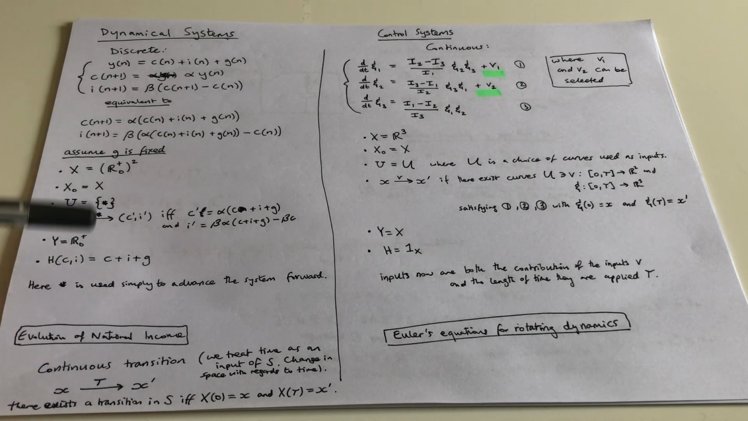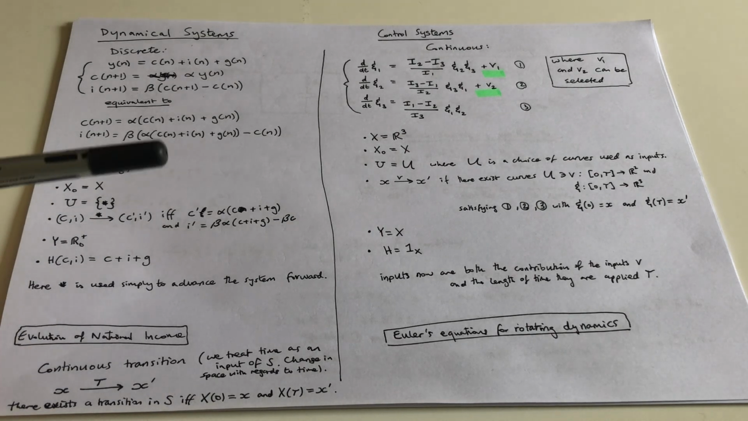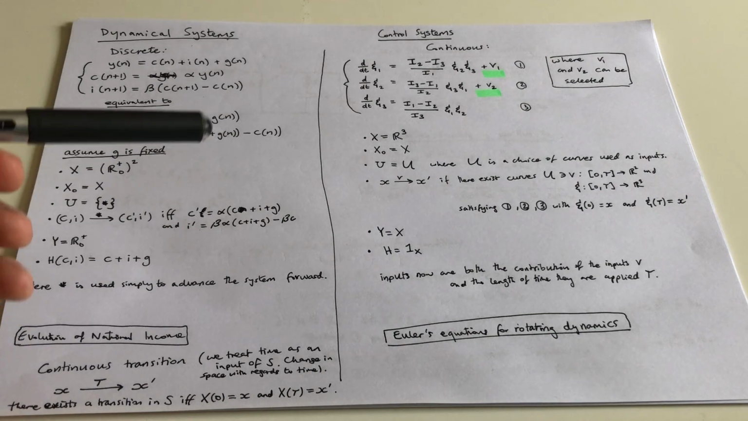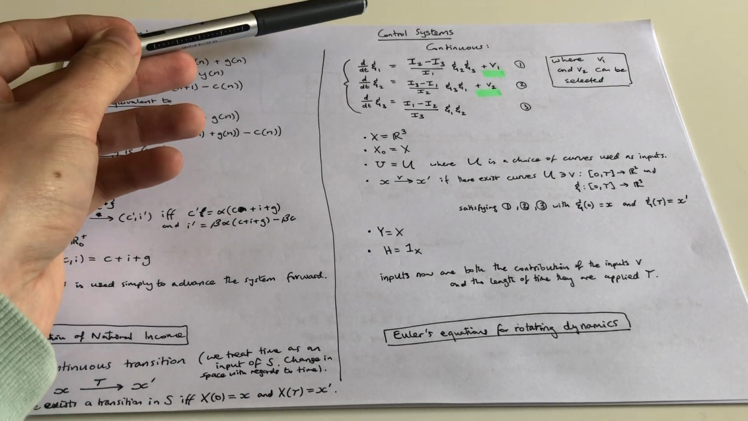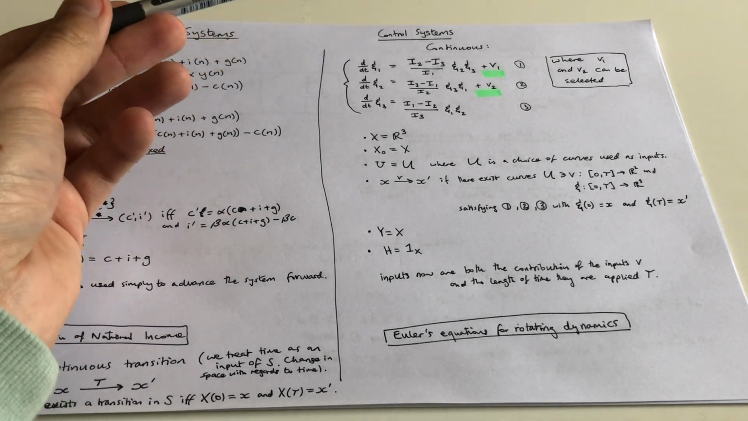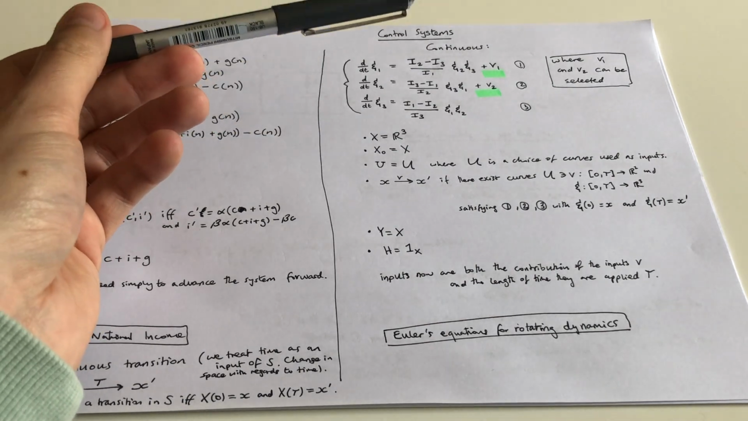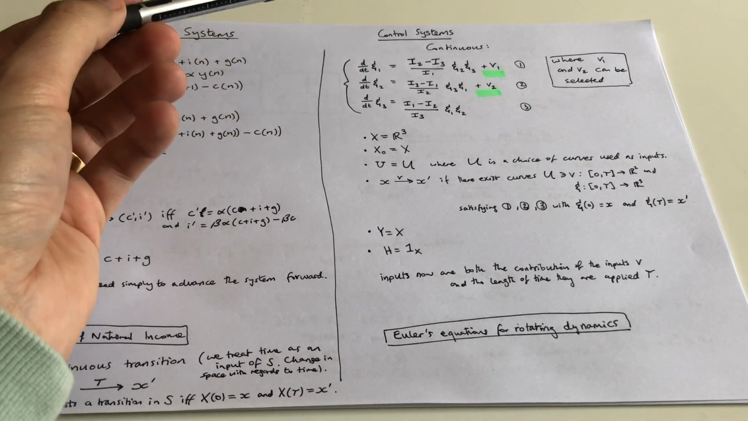So with dynamical systems, we can just measure how they evolve in time, but we're not able to interact with them in any way. So this is where control systems come in. With control systems, we consider that some part of our equations we have control over, so we can select the values.